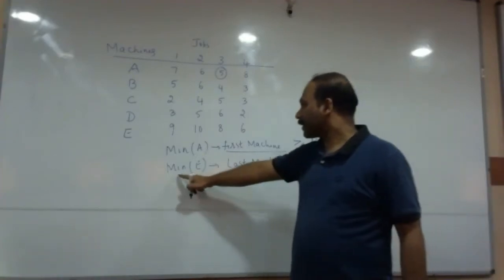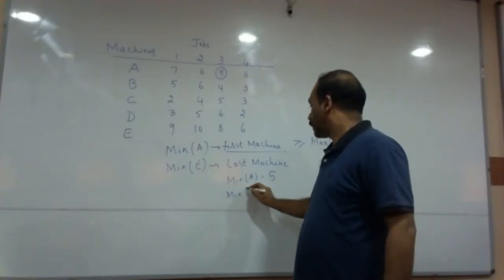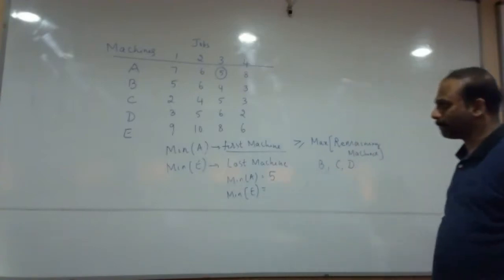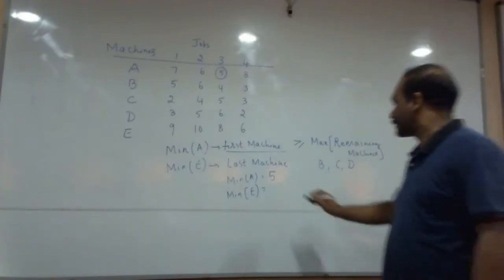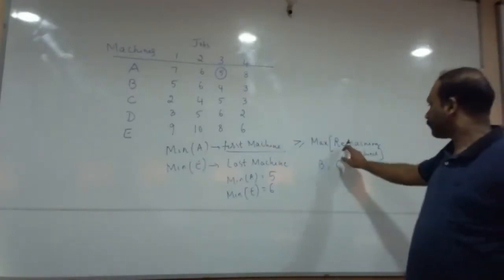Similarly, let me calculate the minimum of the last machine. What is the minimum of the last machine here? That is the minimum of E. How much do we get as the minimum of E? 6. So 6 is the value.